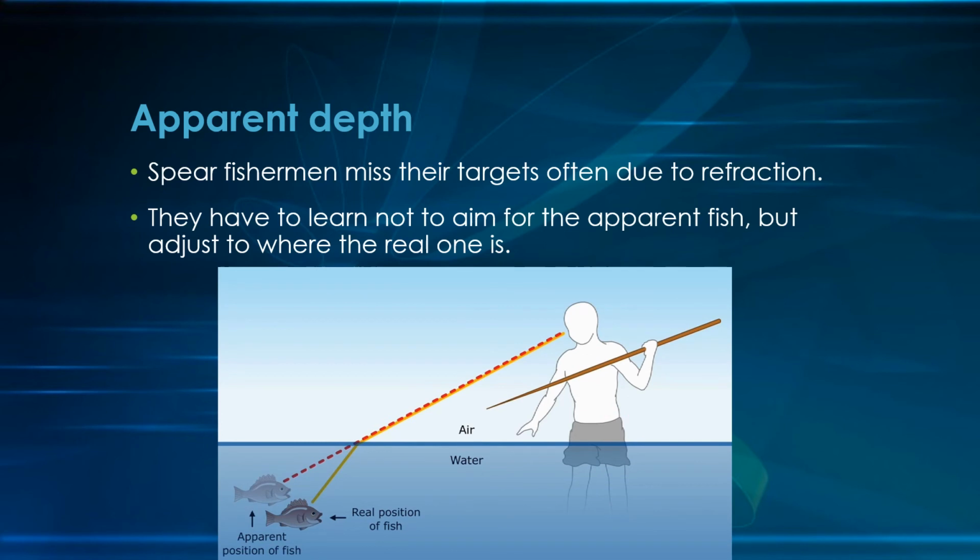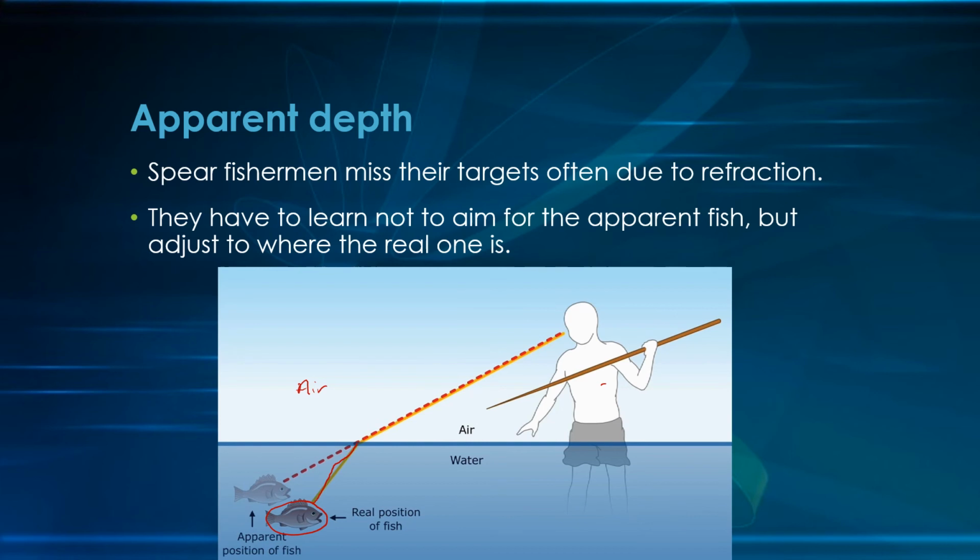Finally, we come to the idea of apparent depth. Now I'm going to illustrate this using spear fishermen and missing the fish as an example. So here we have a spear fisherman, here we have our fish. Now light rays will bounce off this fish and will travel through the water, and they will arrive at the interface between air and the water.